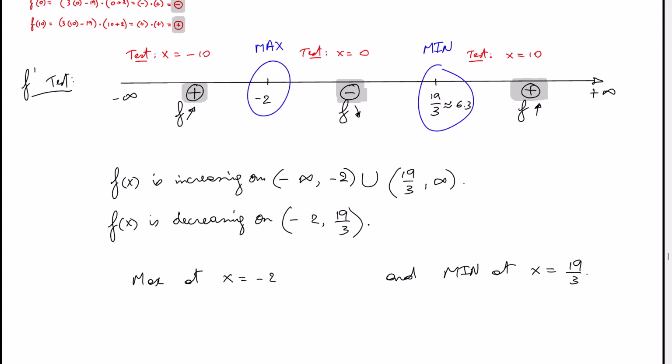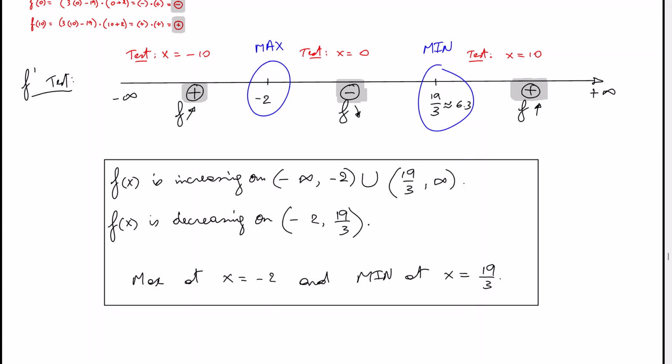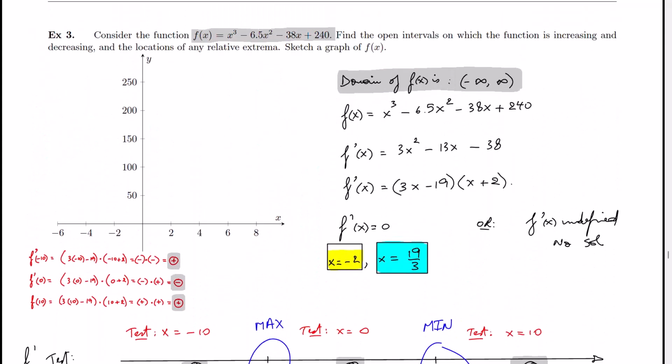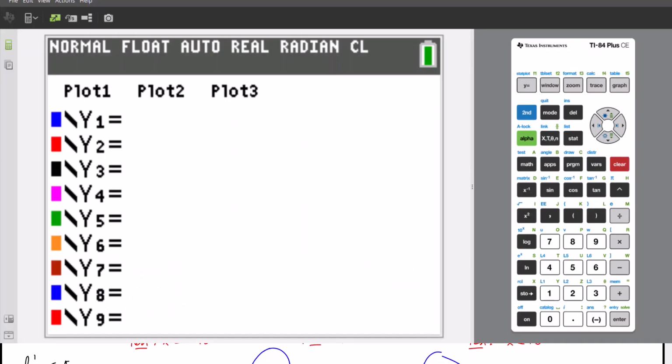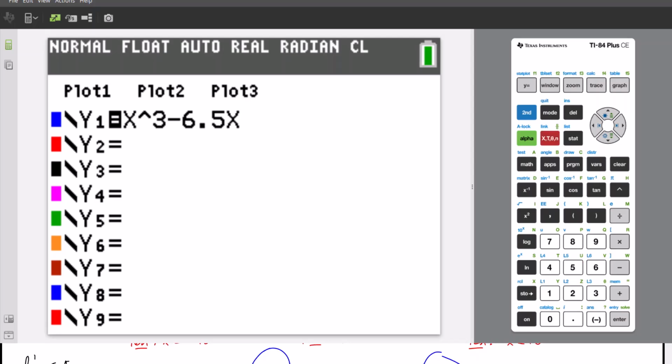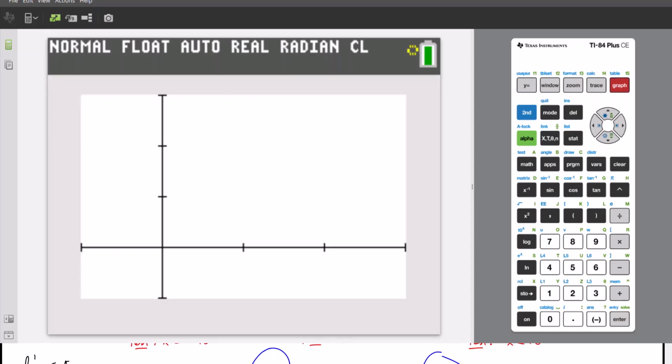I'm not going to bother finding the y values of the max and the minimum because the question did not specifically ask for those. But if they do, I can just tell them roughly the answer by using my TI calculator. And speaking of which, let's see how we can plug this function into the TI calculator and see the maximum and minimum. So as with every problem, let's turn on our calculator and go to the y menu. And let's plug in the equation, which is x to the power of 3 minus 6.5 x squared minus 38x plus 240.